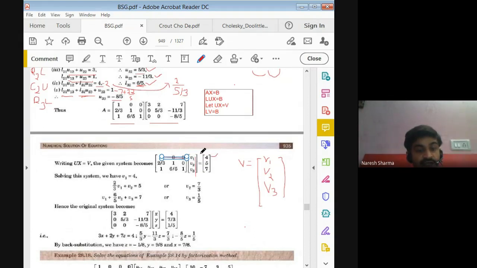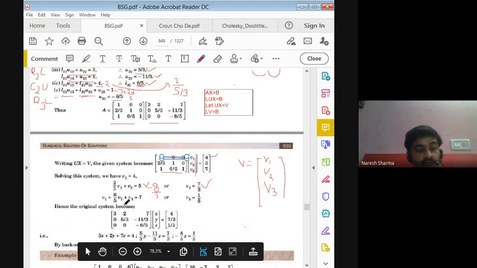Similarly, multiply your second row with this column, that is 2 by 3 V1 plus V2 is equal to 5. V1 is 4, so we write here 4. That is 4 into 2 is 8 by 3, and we shift this 8 by 3 to the right hand side, that is 5 minus 8 by 3. That is 15 by 3, 15 minus 8 by 3, that is 7 by 3. Then again your last row multiplied with your V1, V2, V3 gives you V1 plus 6 by 5 V2 plus V3 is equal to 7. So just put the value of V1 here, V2 here, we get the V3.